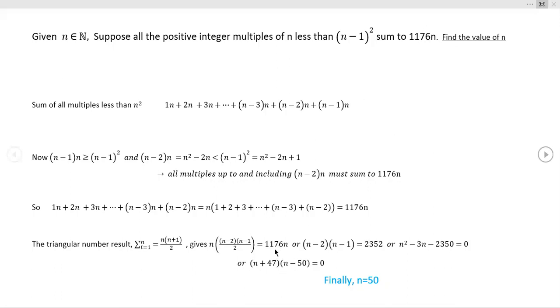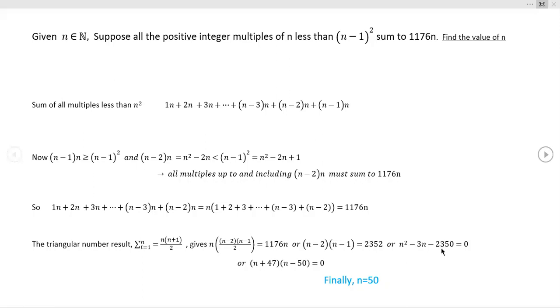Now, I did a couple of steps here, folks, just to avoid a little bit of clutter. Notice that the n's, conveniently and almost necessarily, have to cancel out. The n on this side and the n on this side are going to cancel out. It turns out 2 times 1176 is 2352. Okay. Now, I did a little bit of the work for you here. When you multiply this out, you get n squared minus 3n plus 2. But when you subtract 2352 from that, you get minus 2350.